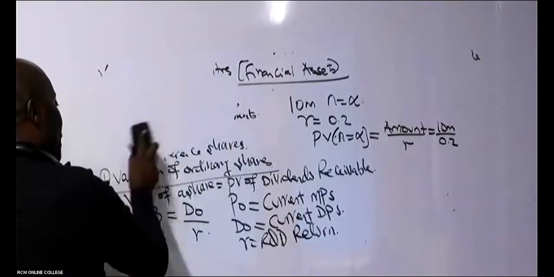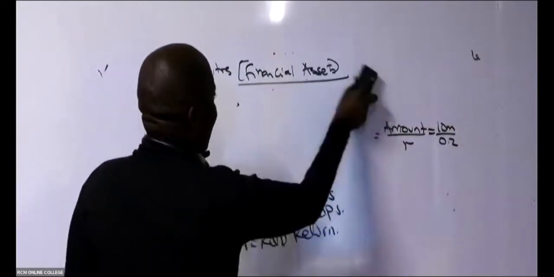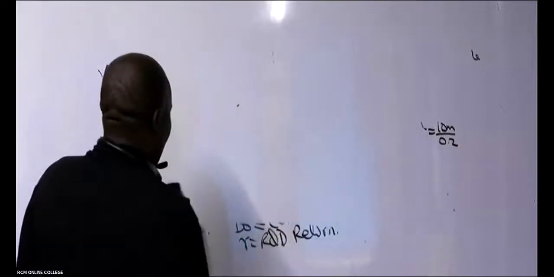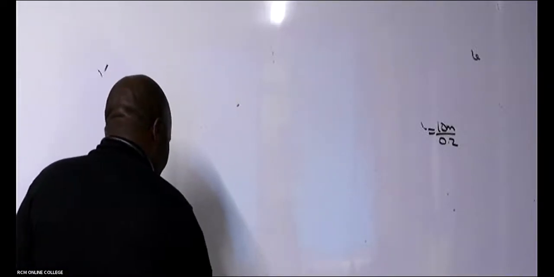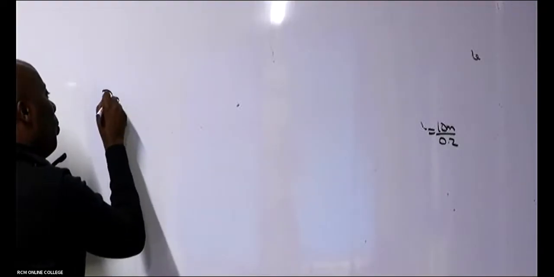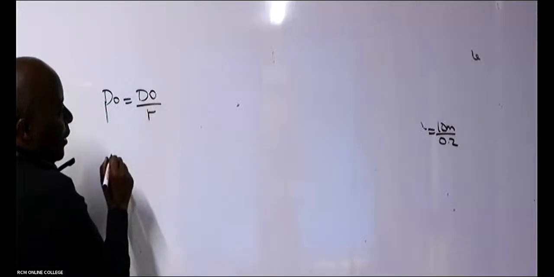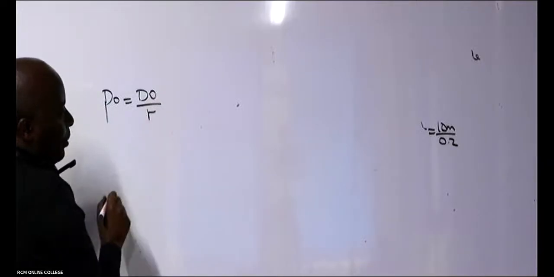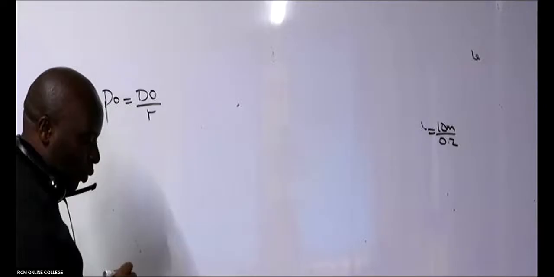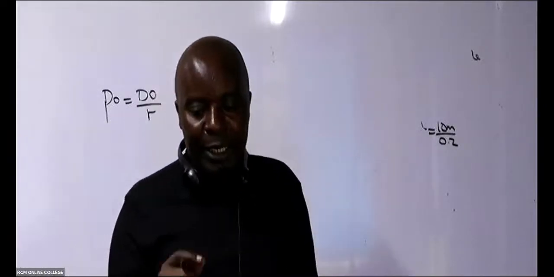Now, ladies and gentlemen, listen to me very well. I've just said that P0 will be equal to D0 over R, over the cost of capital. But now let me ask you a question.